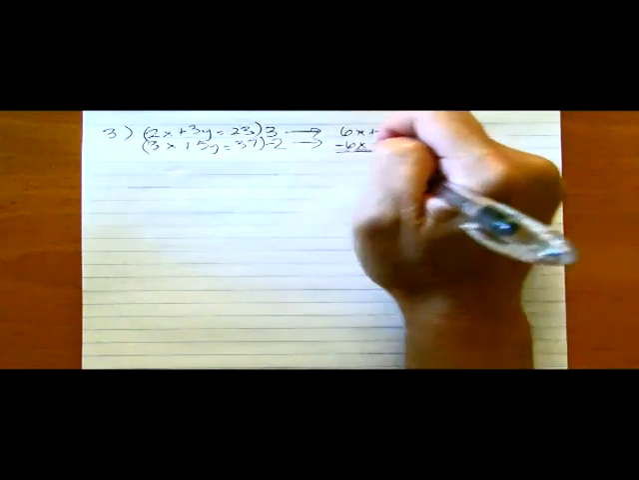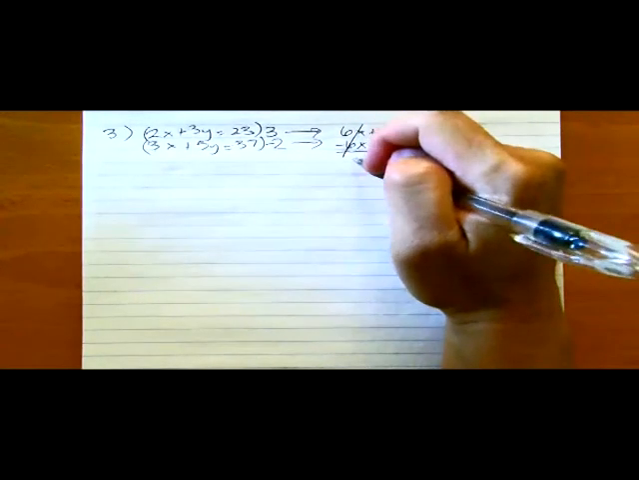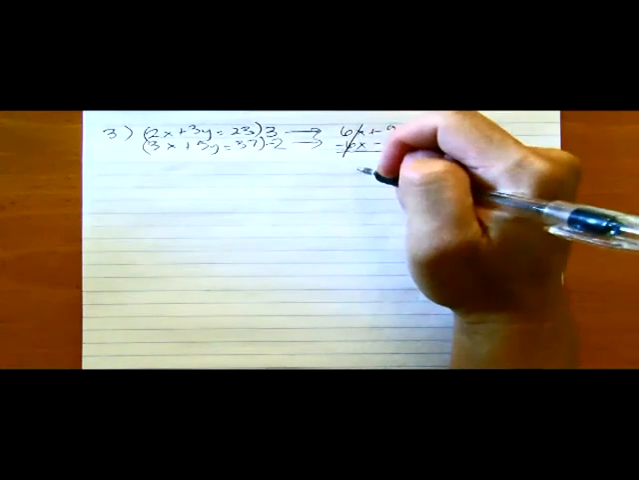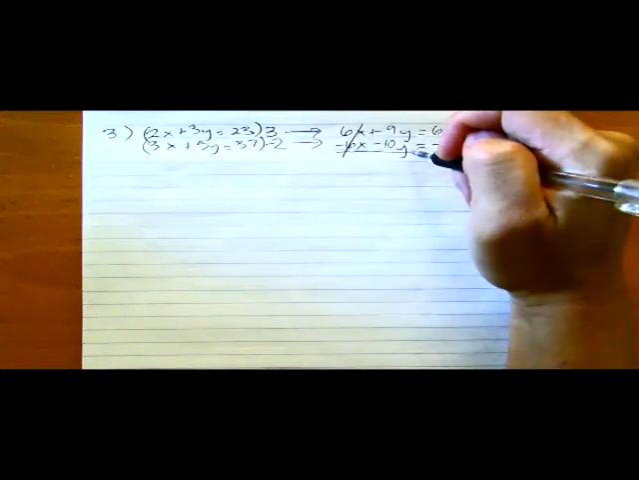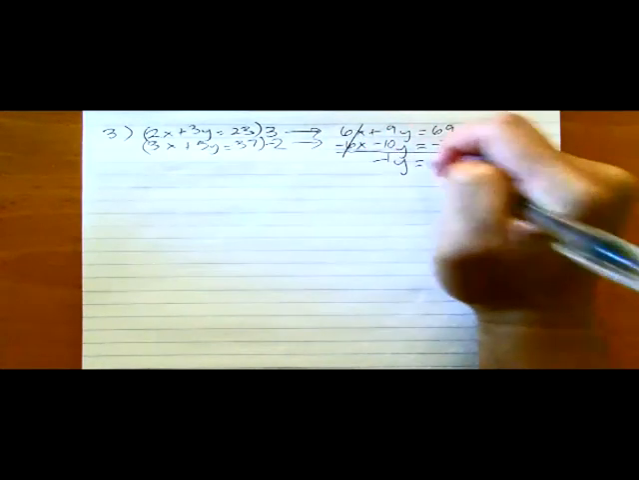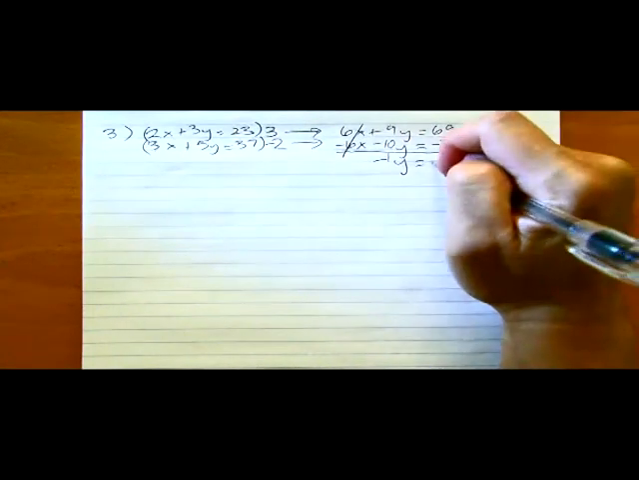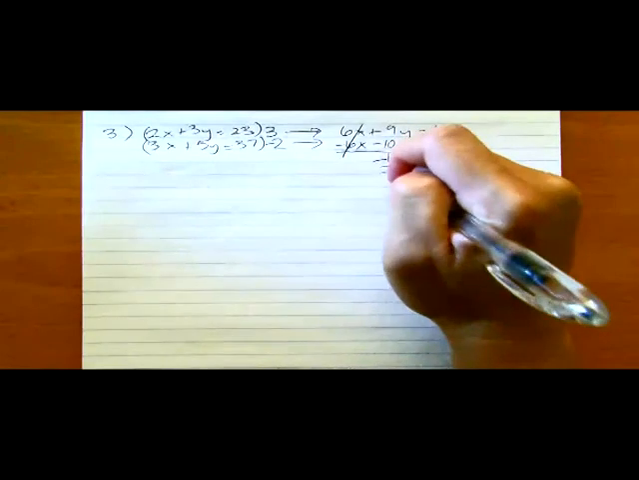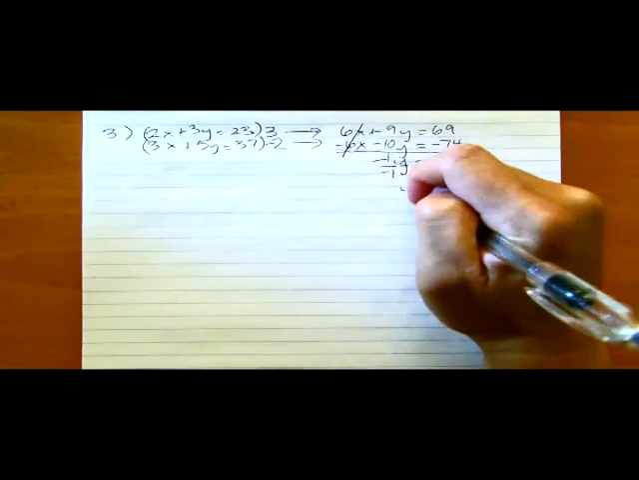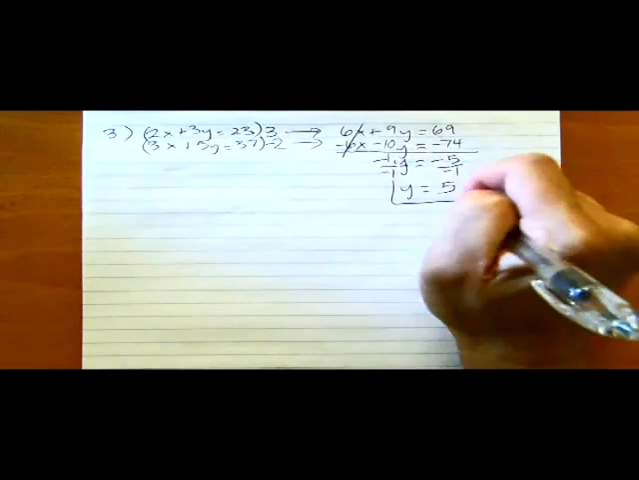Okay, the x's are going to cancel now. They're opposite signs. If I add the remaining columns, this will give me negative 1y equals, if I add that, that's a negative 5. If I divide both sides by negative 1, y equals 5.